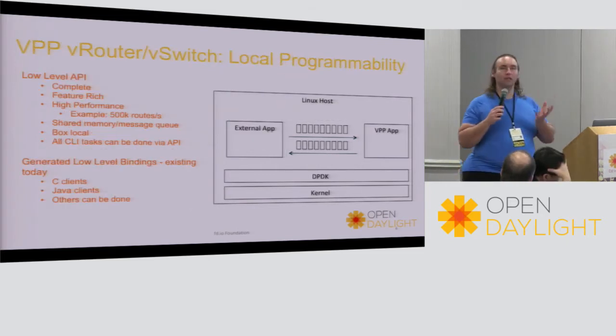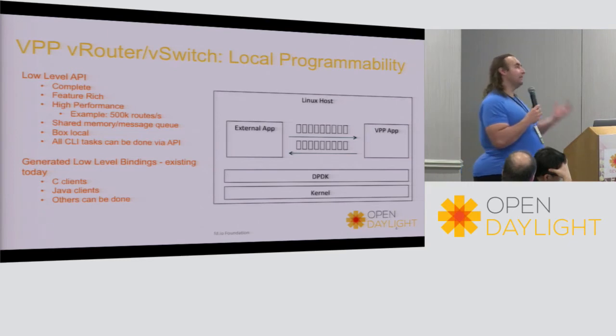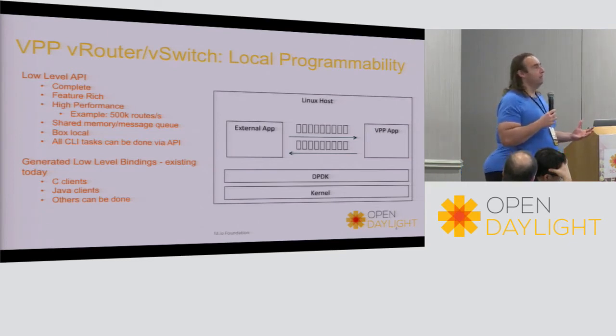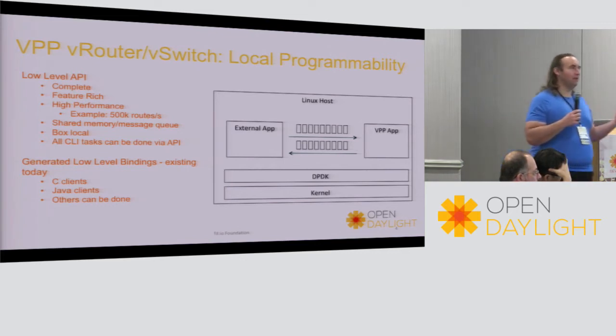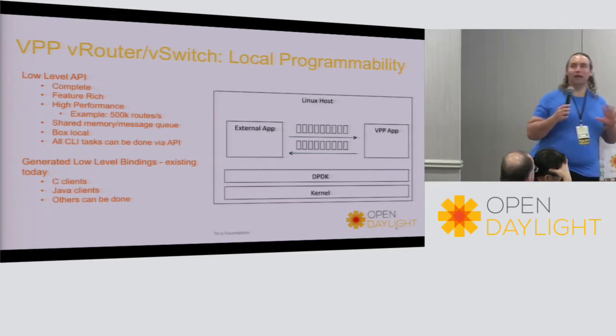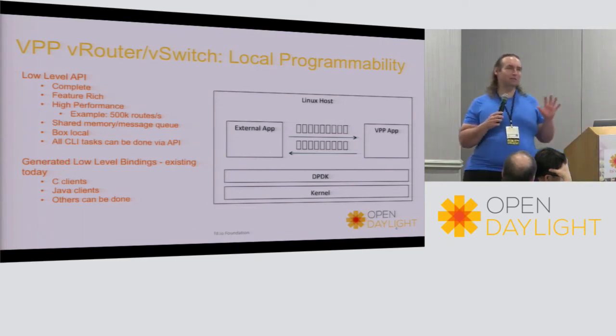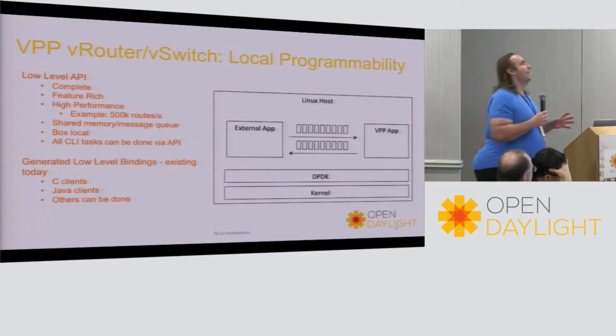Third memory message queue. So it's intrinsically local to the box, and semantically it's very low level. This gives you extremely high performance. You know, you can push 500,000 routes per second into the damn thing, which if any of you have ever had to deal with how do I program data planes before, that's pretty good.